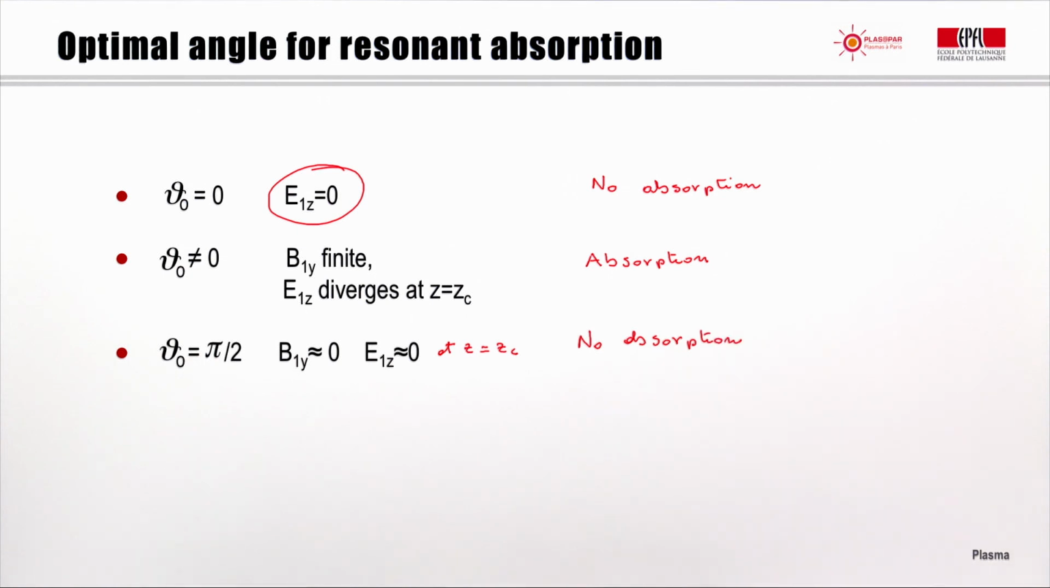As we can expect from these results, there is an optimal angle for resonant absorption that will be between 0 and pi over 2 and depends on the density gradient and on the wavelength of the light that we are considering. At this optimal angle, resonant absorption can be very large, up to 50%.